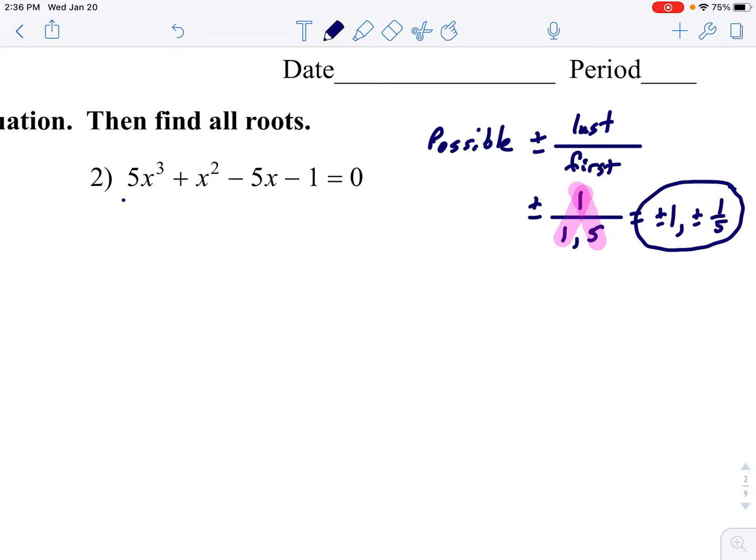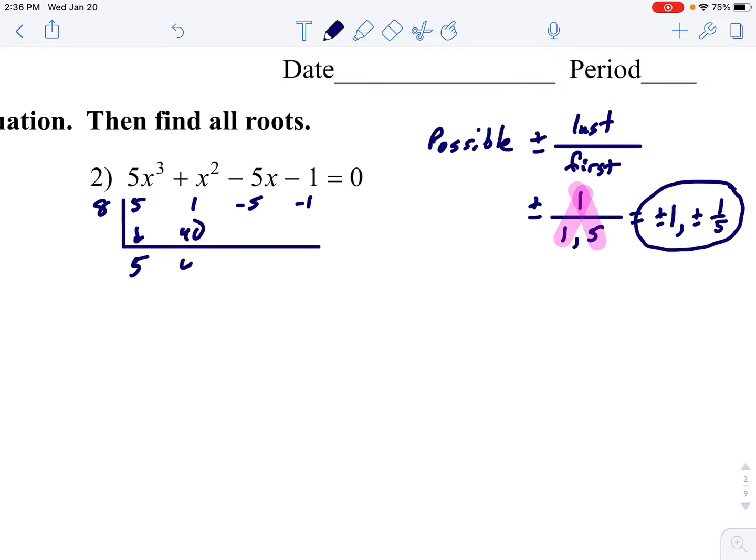So I'm going to set up synthetic division. Remember how that works. So you put these coefficients, 5, 1, -5, -1. And your divisor goes out here. And so you could pick any divisor you want, right? You could pick the number 8 and then do synthetic division.